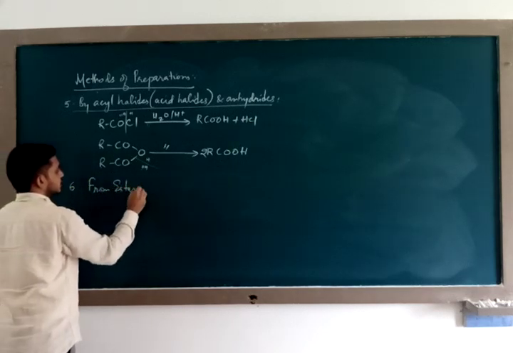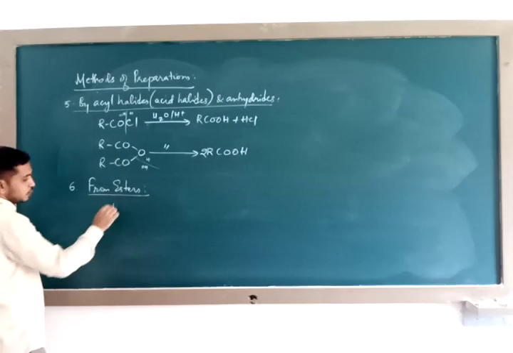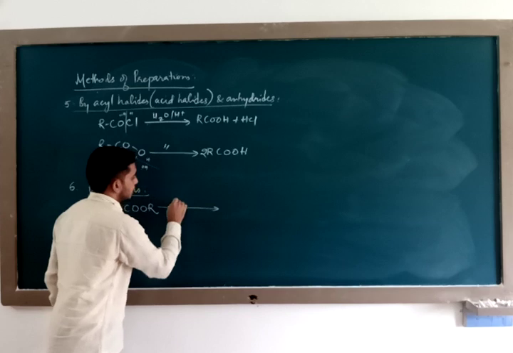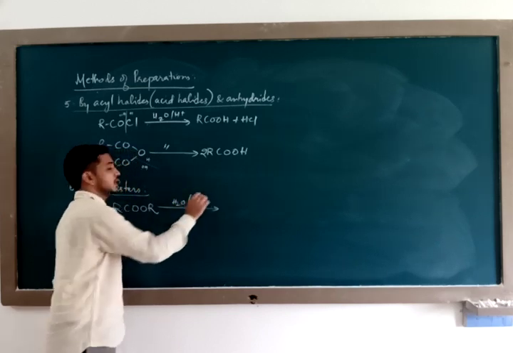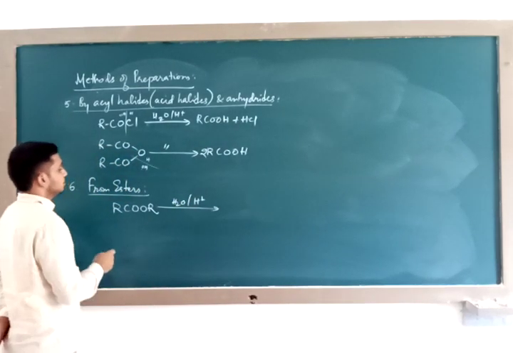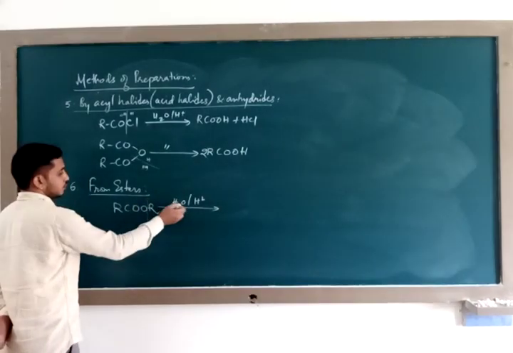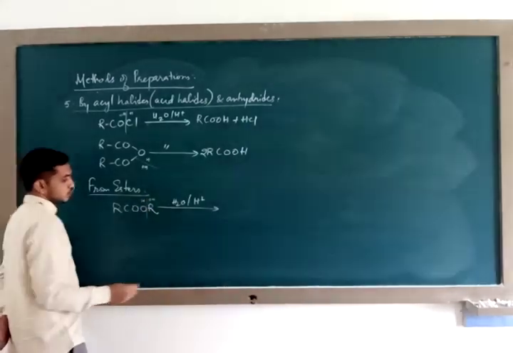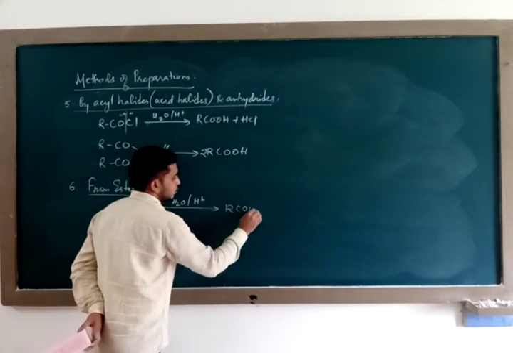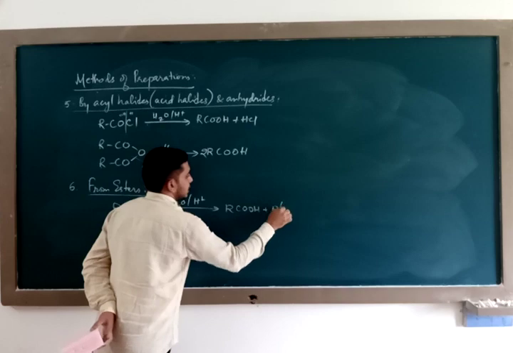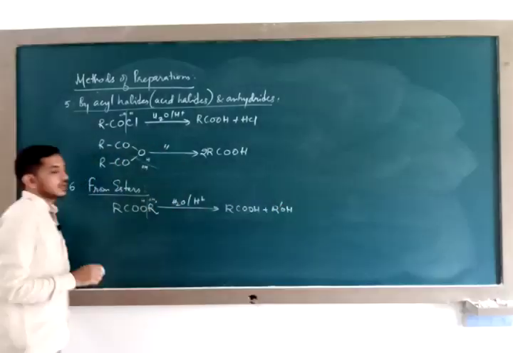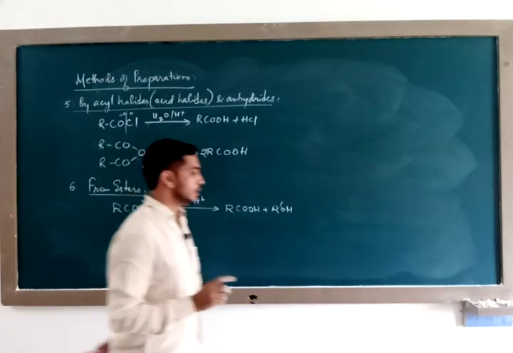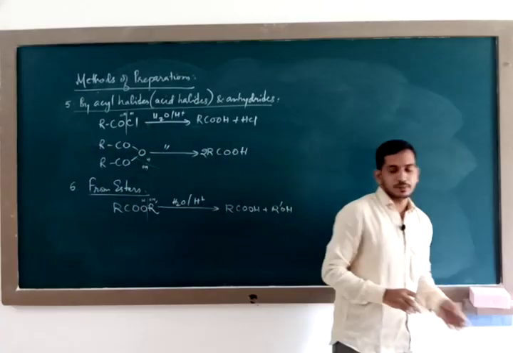What is general formula for esters? An ester is represented by general formula RCOOR. If you hydrolyze this under same conditions again by acid hydrolysis, break the bond here, out of water molecule you take H this side, OH this side. So you will have RCOOH plus ROH. You will get carboxylic acid and an alcohol. So how many methods did you study today? You studied 6 methods of preparation.